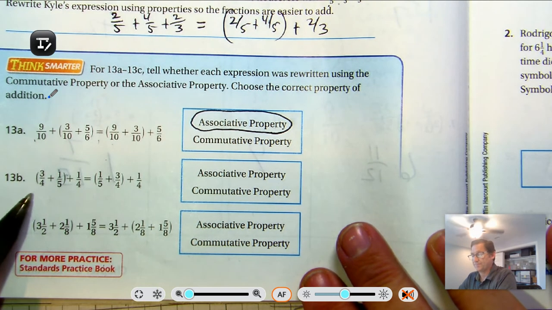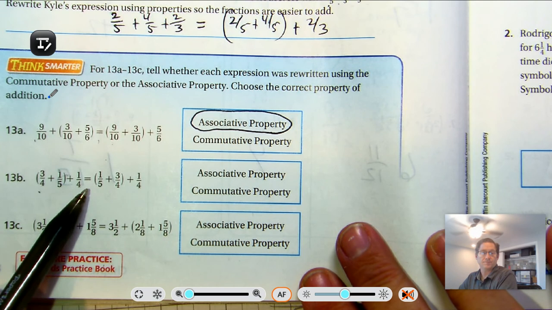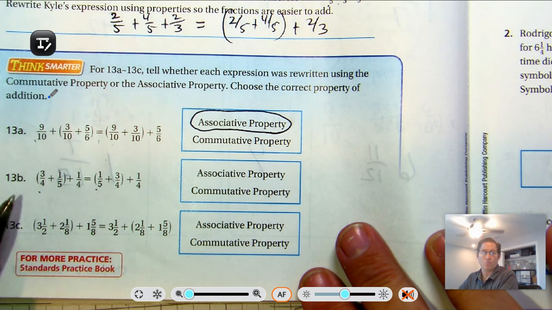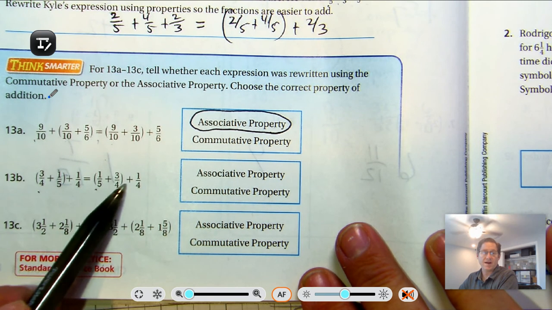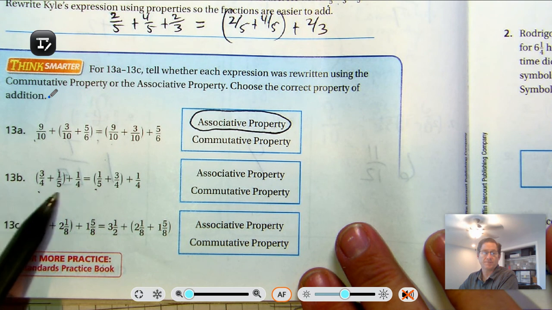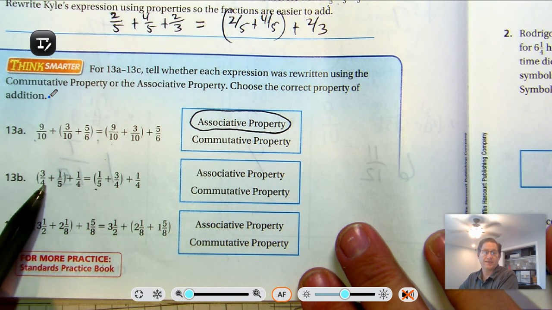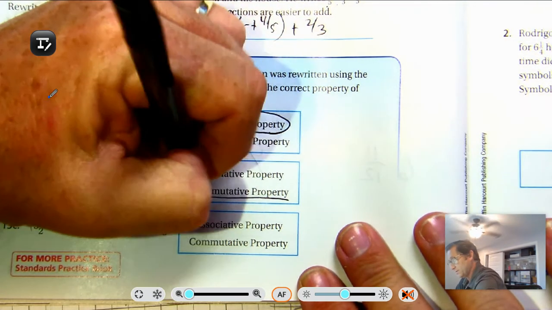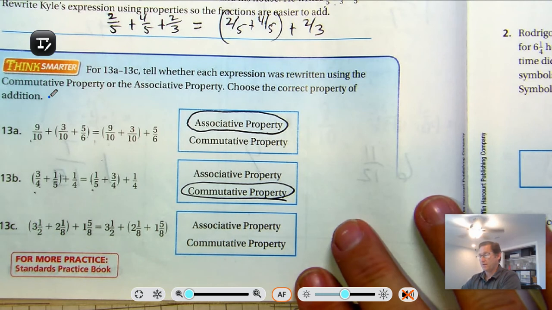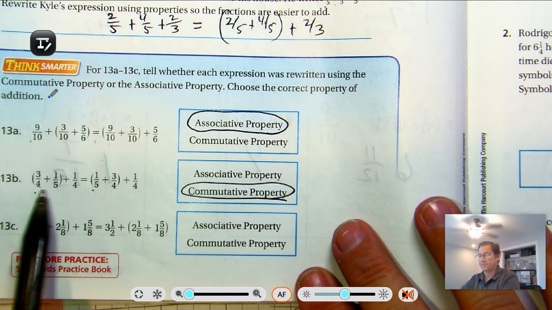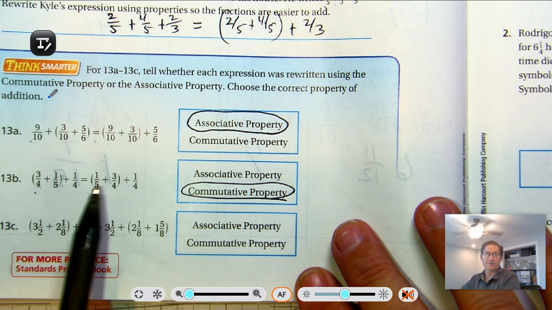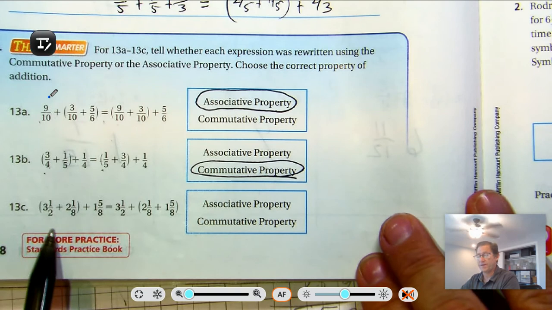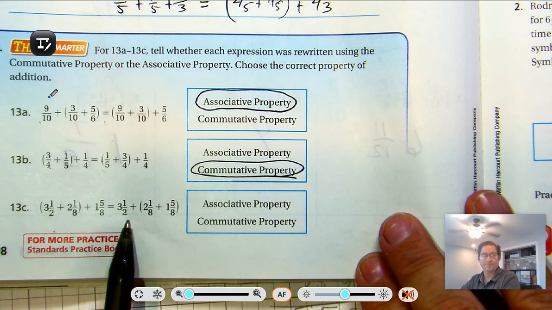Now let's look at B. 3/4 and 1/5. Well, okay, something's happened here. They don't have the same order. I do have the same fractions, but they're in opposite orders here. So on this side, 3/4 is first, and on this side, 1/5 is first. So they used the commutative property. The 1/5 and the 3/4 are still in the same grouping symbols. They've just been switched places.